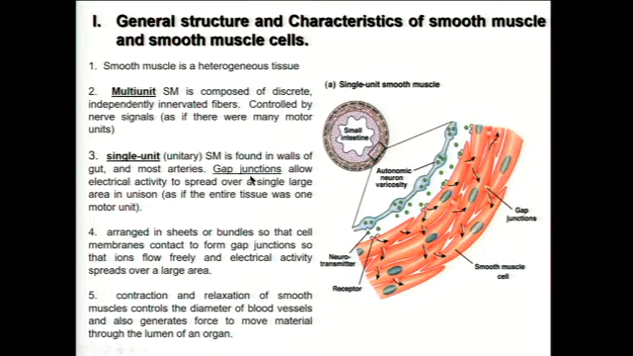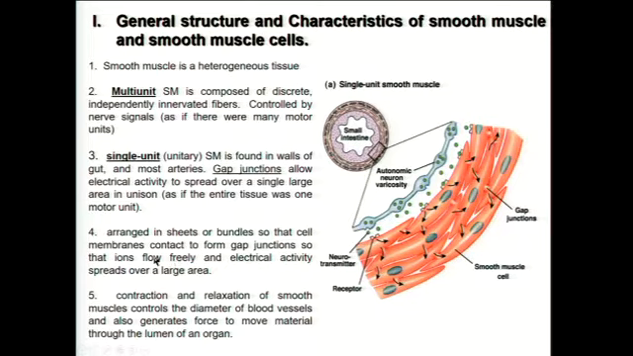Single unit, you also see referred to as unitary, found in the walls of the gut and the arteries. It's not characterized by neuromuscular junctions. But what characterizes single unit smooth muscle are gap junctions between the cells. And I know you've learned about gap junctions. Gap junctions allow electrical activity, ion flux, to flow between cells in a uniform fashion, as if that sheet of muscle cells behaved as one motor unit. Okay? Single unit is what we'll really talk about today.